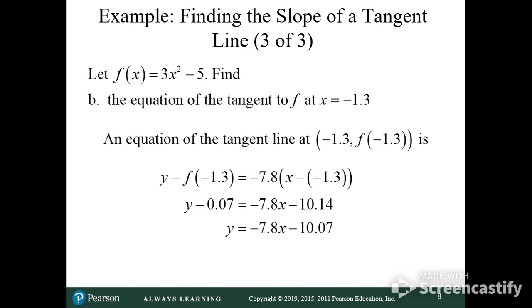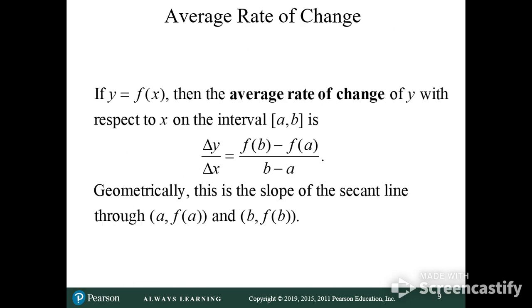But I am going to make you find a tangent line. So once you find the slope, you put it in point slope form. And then you solve for y. Okay? So we'll look at that in a little bit. Average rate of change is a slope, basically. Change in y over change in x. Okay? So that's the slope of a secant line through 2 points.